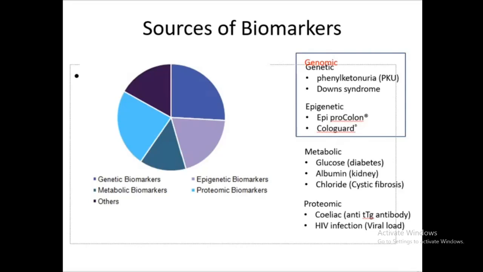Of course, then you have metabolic biomarkers of disease. For instance, you're looking at measurement of glucose for diabetes, albumin in terms of kidney dysfunction, or chloride in terms of cystic fibrosis. And then proteomic or protein biomarkers would be anti-TTG antibody in celiac disease, or trying to quantify the viral load in HIV infection. So you have genetic, metabolic, epigenetic, and proteomic biomarkers, and you have others, of course, emerging as well.